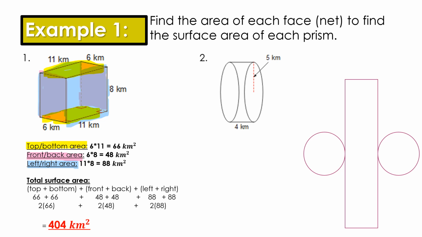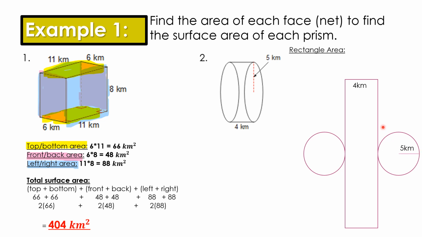In number 2, I went ahead and drew out the net just because I think it's a little bit easier to visualize when we unfolded it. So notice that we have 2 circles. So I've drawn out my circles here. And then I also have this long outside lateral area. So I'm going to outline this information that I know. I know that I have a 4-kilometer width right here. So I wrote that in on my width of my rectangle here. And then I know on my circle that I have a radius of 5 kilometers.